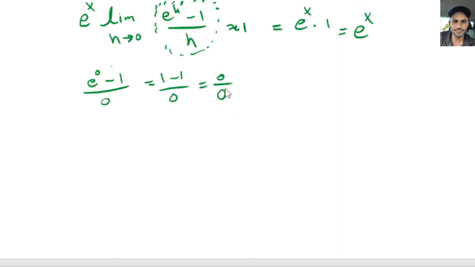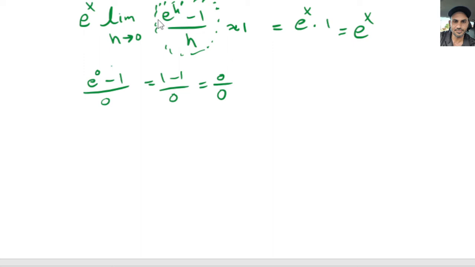So when we have a situation like this, 0 over 0 or 1 over 0, this is called indeterminate form. So whenever we have this situation, then when we are taking the limit of some function, we can take the derivative of that function. So the limit of that function is going to be the same as the derivative of the function.